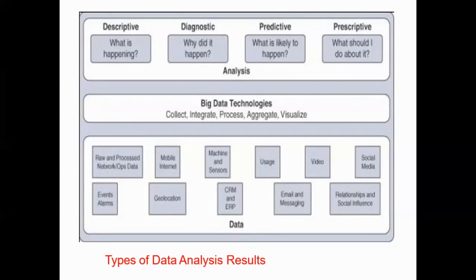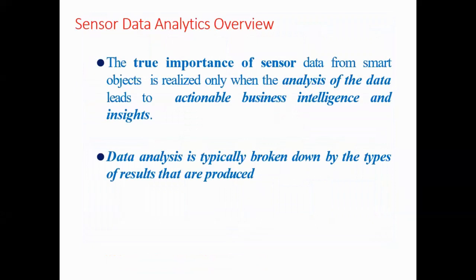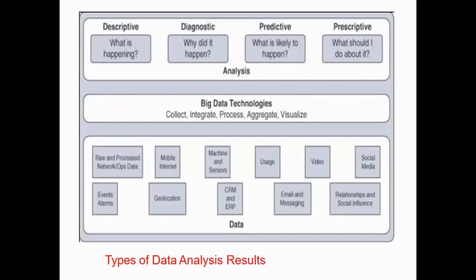In predictive, you predict or forecast what is likely to happen in the near future. In prescriptive, you have to take the decision: what should I do about it if something will happen? So based upon the types of results you produce, the analysis can be categorized into four types: descriptive, diagnostic, predictive, and prescriptive.